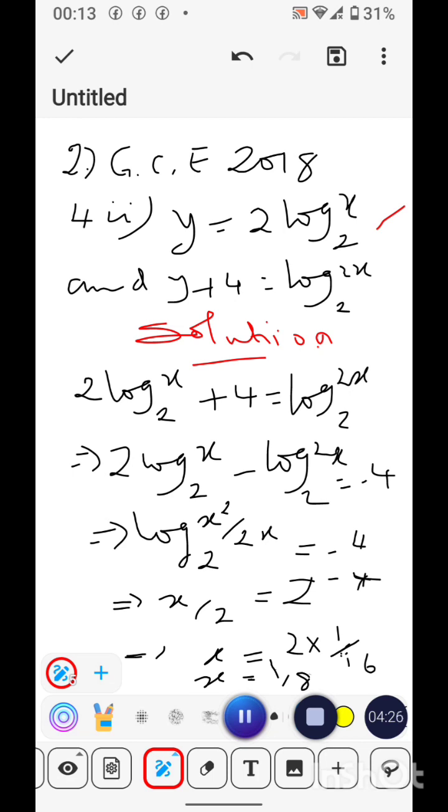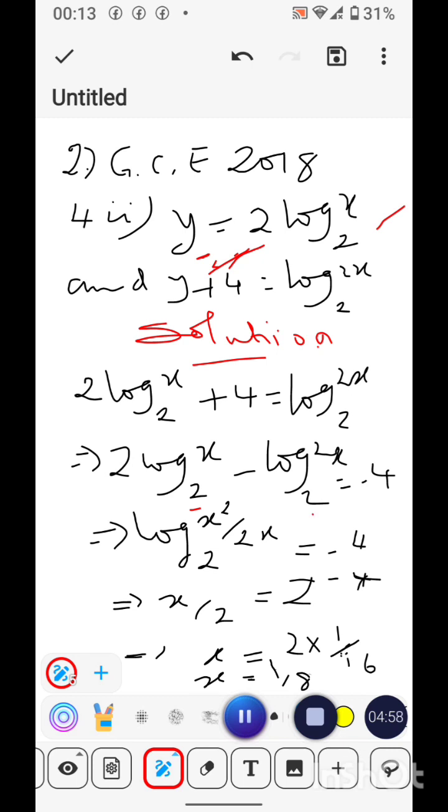Solution. Now we have y equal to this, and here y plus 4. So we take y and substitute it in place of y here, which gives 2 log x plus 4 is equal to log 2x base 2. We'll group like terms. Take note that when you are dealing with logarithms, we make sure that the bases are the same. Here we have base 2, and here the base is still 2.